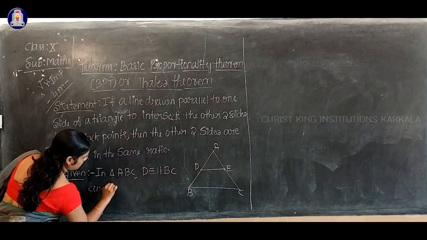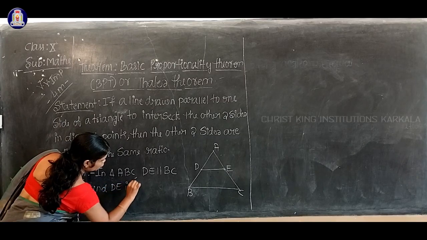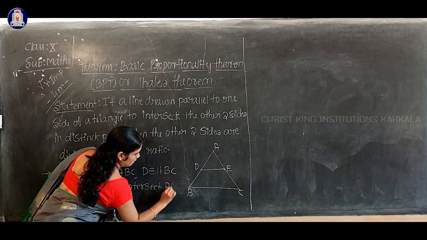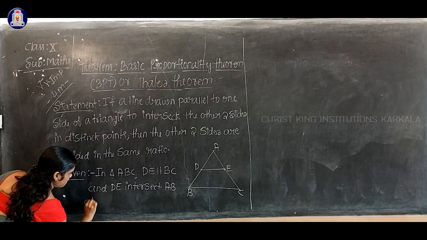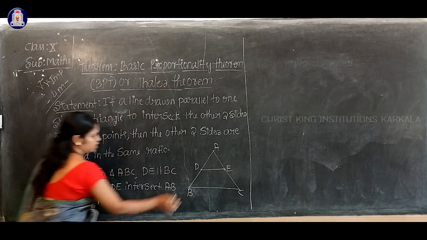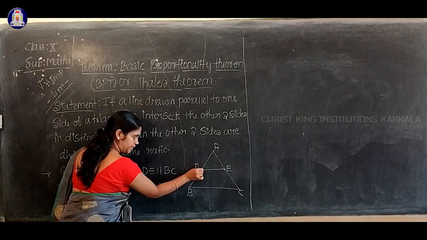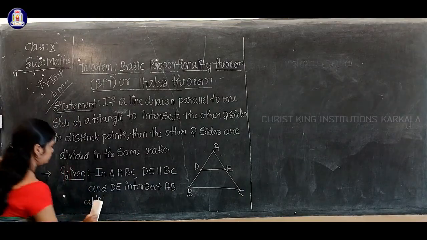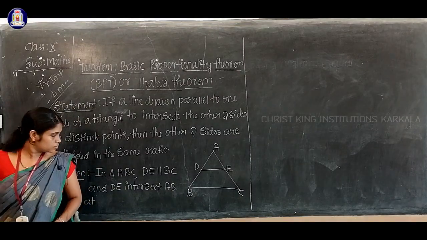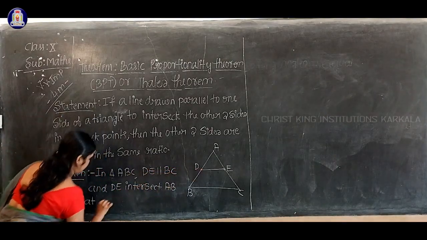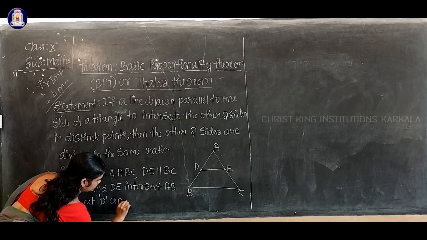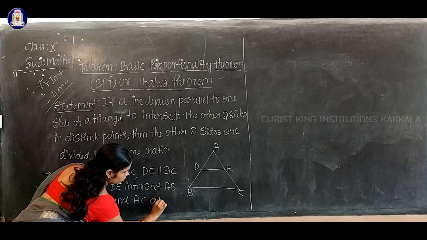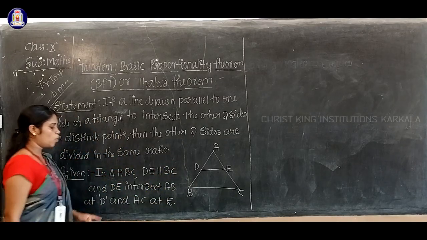Sorry, at D, not A. DE intersects AB at D and AC at E. This is what they have given in the question.